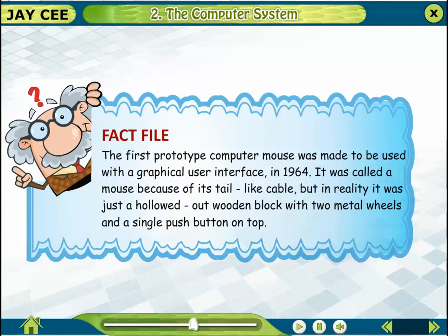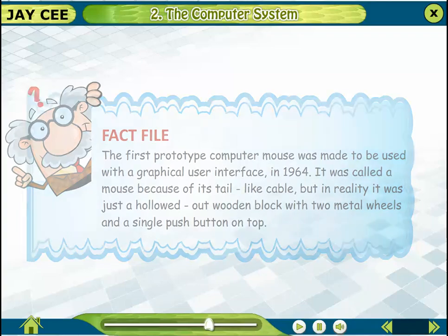Fact file. The first prototype computer mouse was made to be used with a graphical user interface in 1964. It was called a mouse because of its tail-like cable, but in reality it was just a hollowed-out wooden block with two metal wheels and a single push button on top.